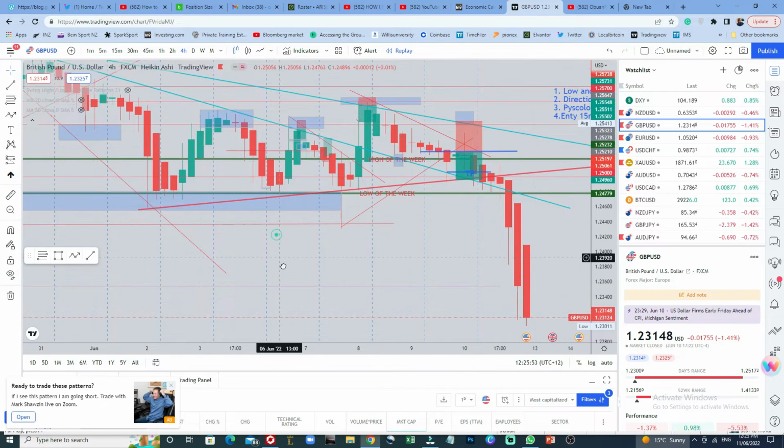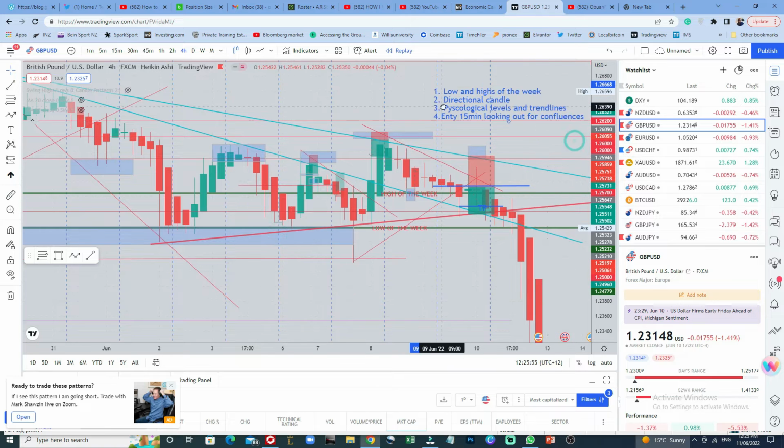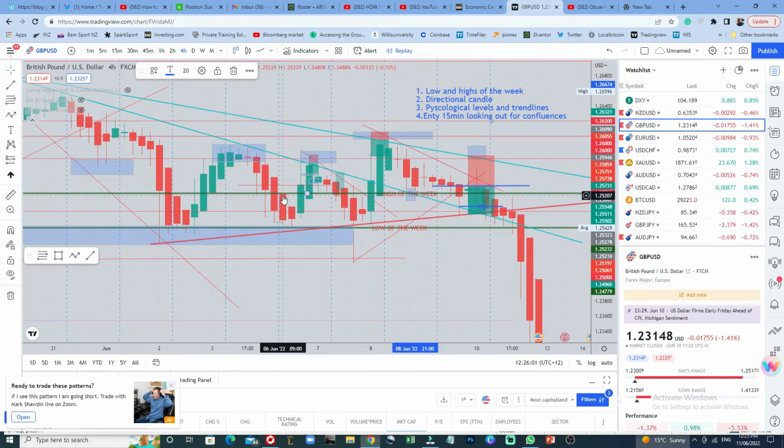So what do you do first? You identify the lows and the highs of the week. How do you do that? You see this candlestick here, and this line here. It starts the week on Monday. That was the beginning of this week. This candlestick was the first 4 hour candlestick on Monday this week. You draw a green line on top of it, and I put a note, high of the week.